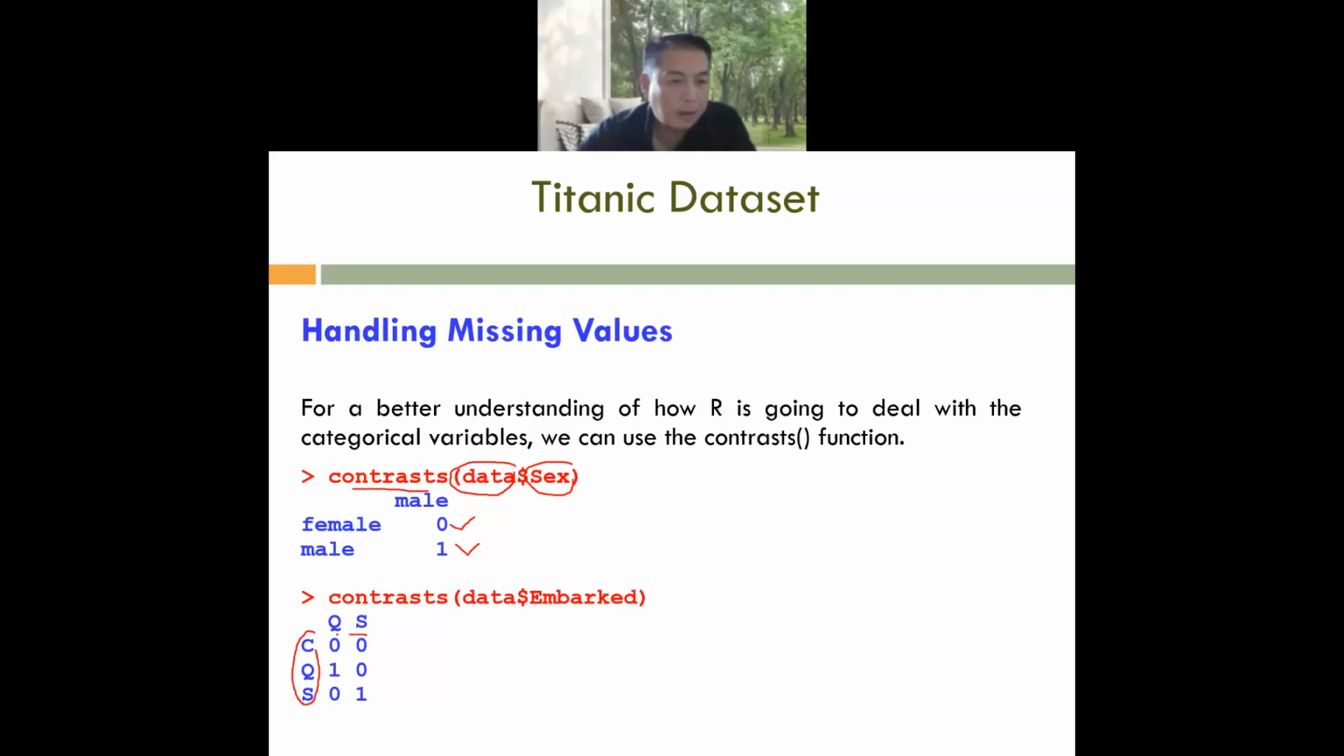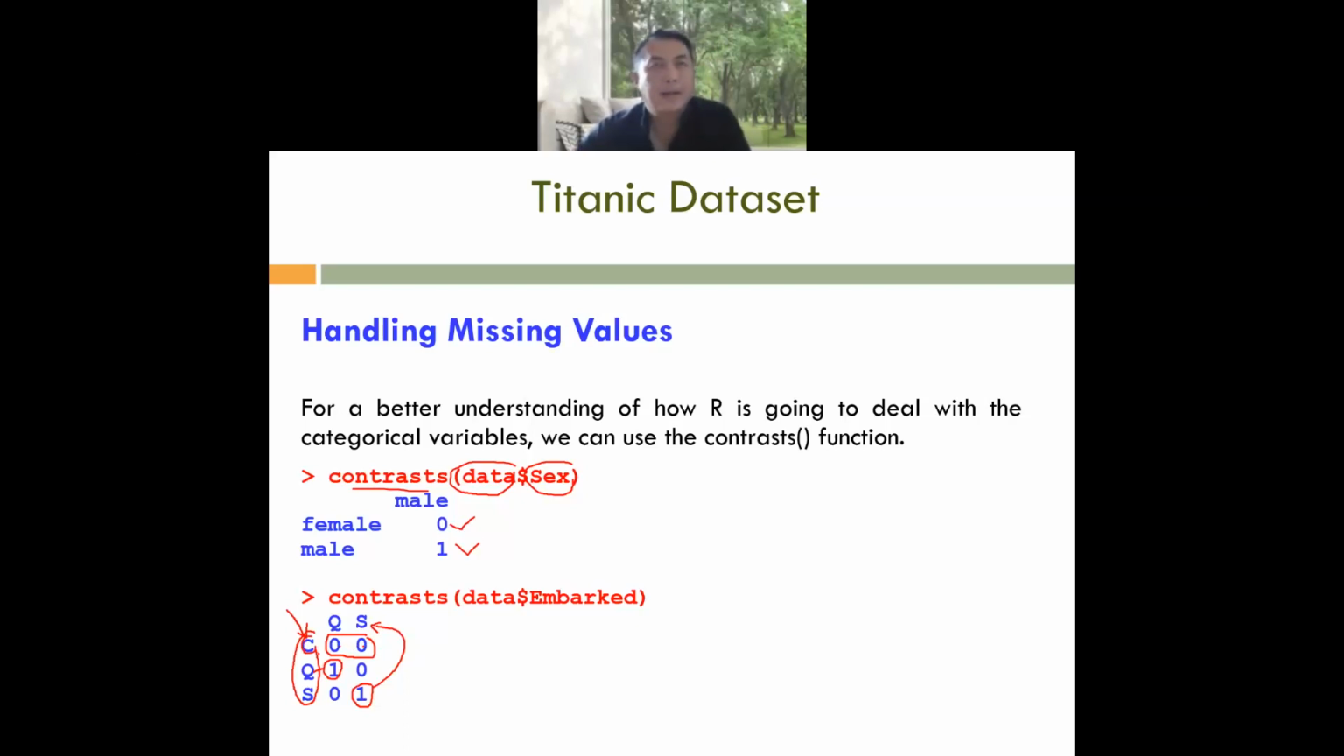Okay. If both are 0, that means you embark from C station. If this is 1, that means you embark from Q. If this is 1, that means you embark from S. But if both are 0, you embark from C.